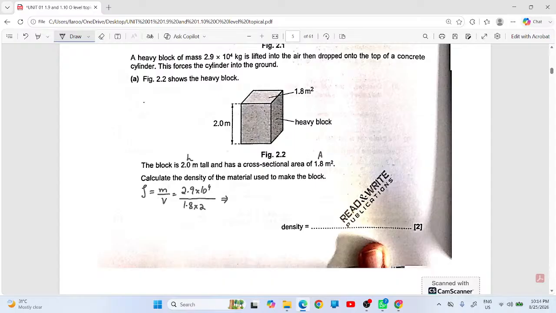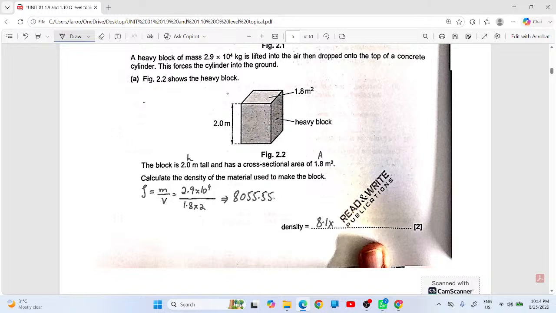Check the answer. It will not be 3.6, why? The overall answer is by dividing 2.9 times 10 to the power 4 over 3.6. I had only multiplied 1.8 by 2. So the answer is 8055.55.